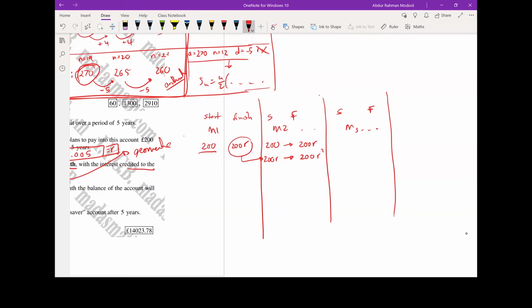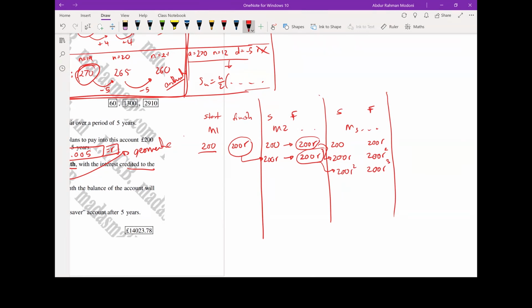What happens in my third month? Well, I invest a new 200, and that new 200 becomes 200R. I had that 200R from there, which I had, but that's become 200R squared. And then that 200R squared that I had from the previous month has now become 200R cubed.